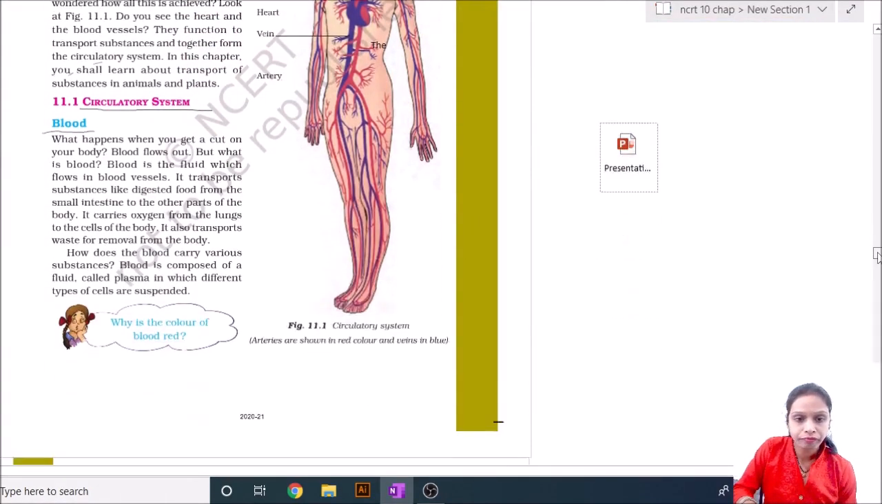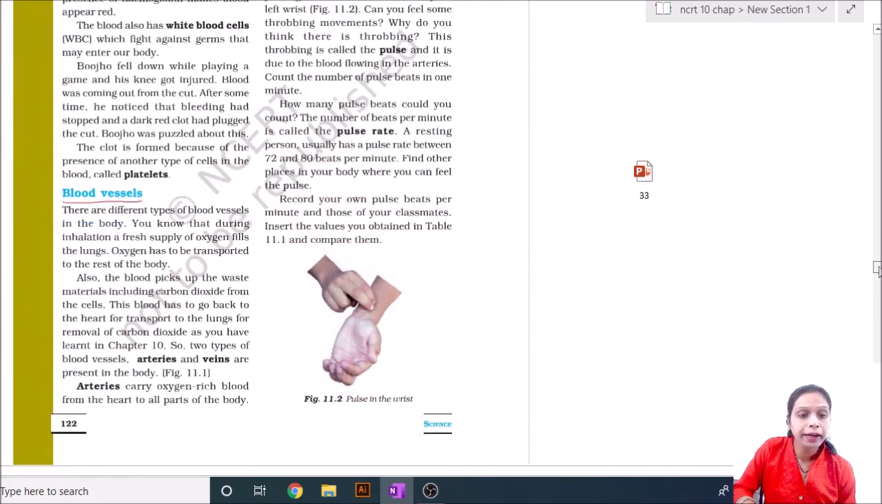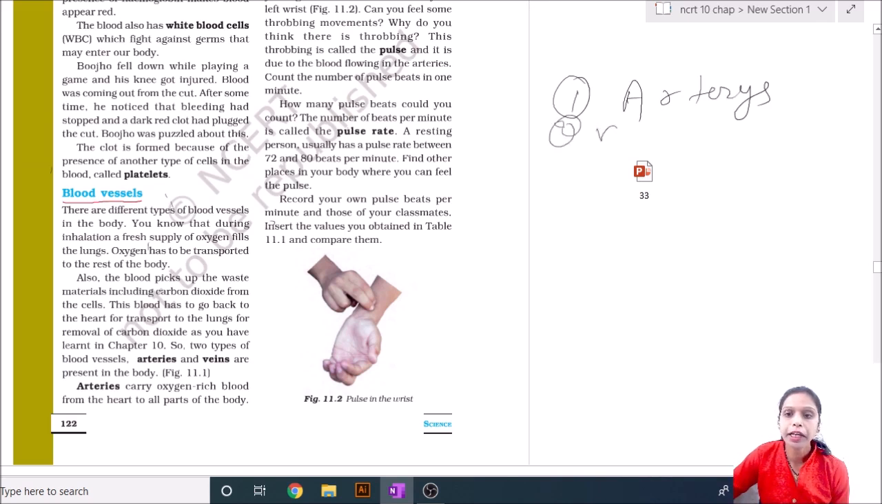Okay, now the next thing is blood vessels. Actually, what is a blood vessel? Two types of blood vessels are present in our body. The first is arteries, and the second is veins. Actually, arteries carry oxygenated blood, whereas veins carry carbon dioxide rich blood.